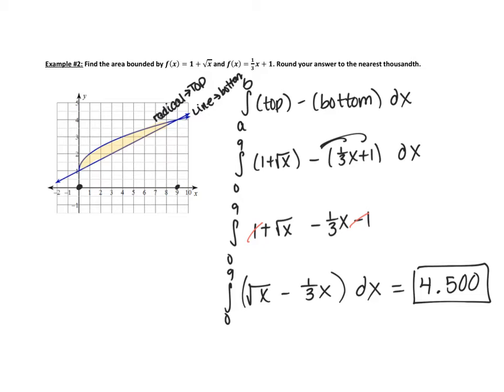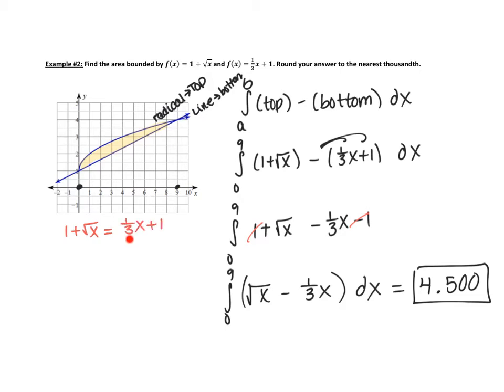So let's talk about the algebra of how I would get the 0 and the 9. Again, remember, calculus is an old course, so it was made before calculators. So we would set the left equal to the right, or the radical equal to the line. So I'm going to go ahead and do that down here. So the radical is 1 plus rad x equals the line 1/3 x plus 1.